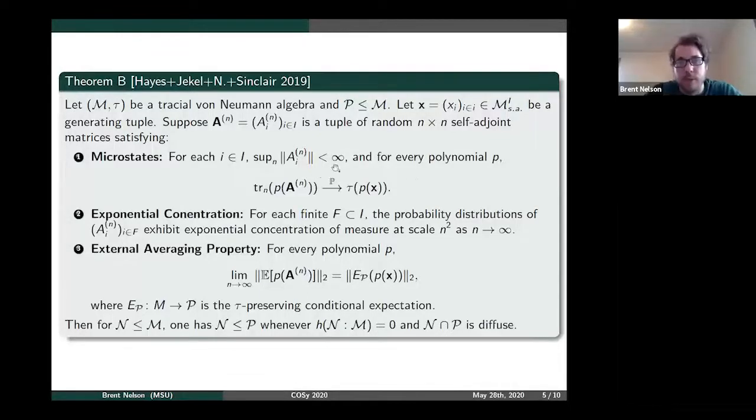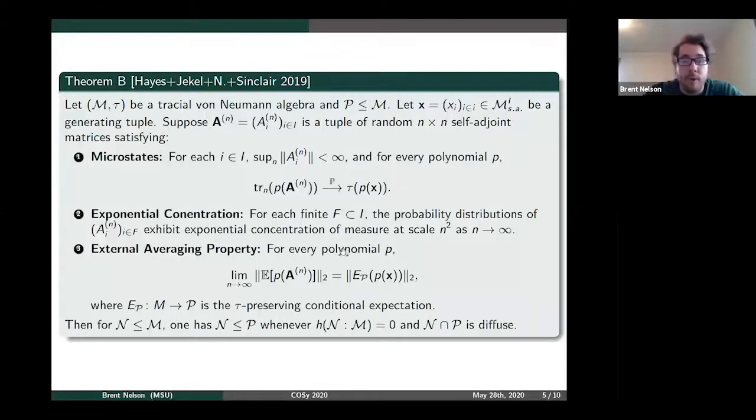And this microstates condition also is of course a very standard thing in random matrix theory. So these first two conditions are sort of unsurprising if you're doing anything in random matrix theory. But this third condition is something new, and we're calling this the external averaging property. And this is the only place that this subalgebra P really appears in the hypotheses.